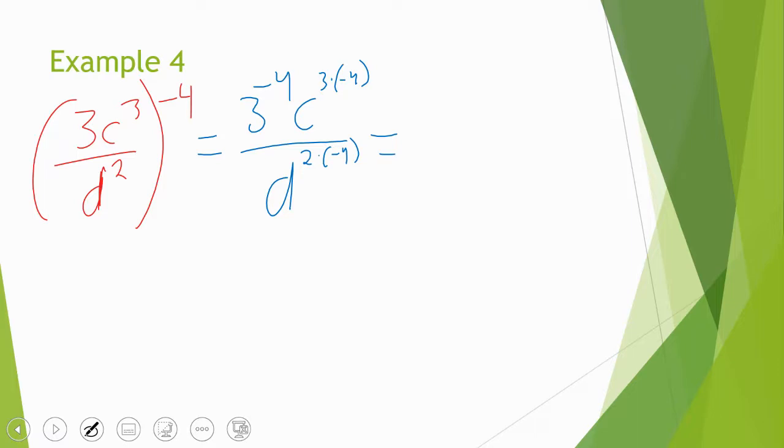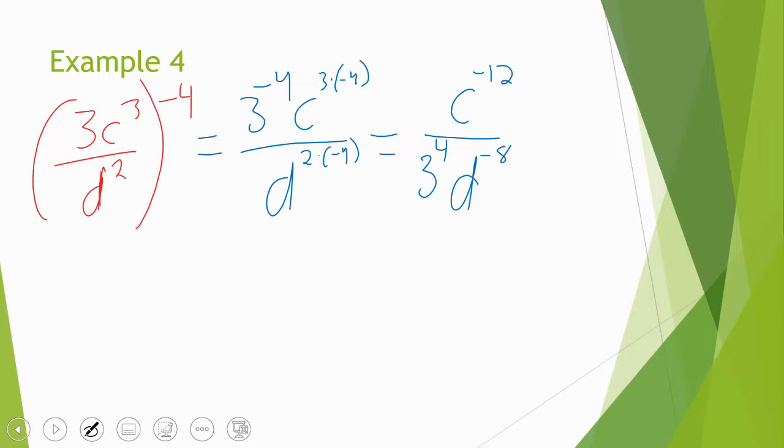Let's look at that c term first. That's going to be c to the negative 12. All right. And then we know the d term is going to be d to the negative 8. And that 3 to the negative 4th, we're going to just move that down to the bottom. Why? Because that was the inverse of it. And so 3 to the 4th will really go down to the bottom here.